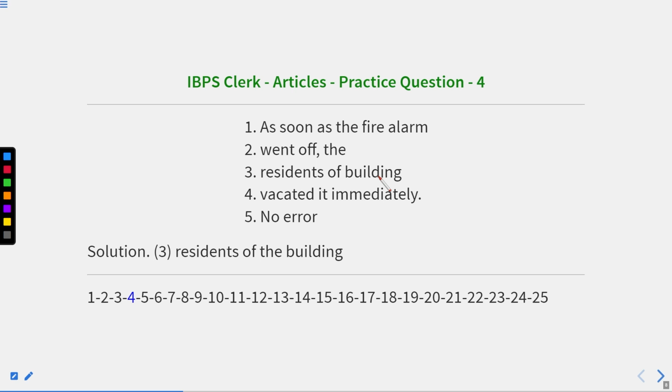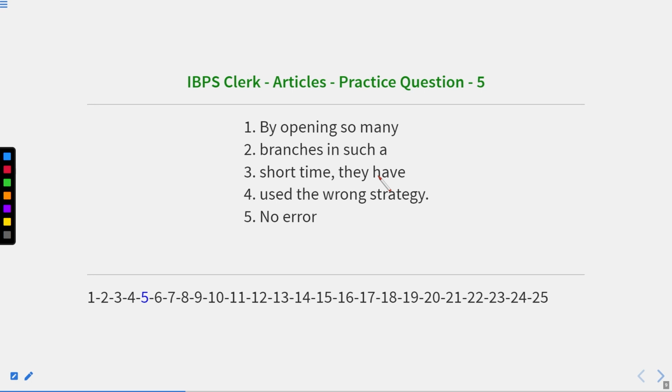Now if I say, it might be any building. Suppose a building was there, or residents were in a building. So we are not talking about a particular building. We are talking about any. So there we need not write the before the building. But here the building is particular because we are talking about only that particular building in which the alarm went off. So therefore we need to use the before the word building in this sentence. Now let us move to the next sentence. That is question number 5.